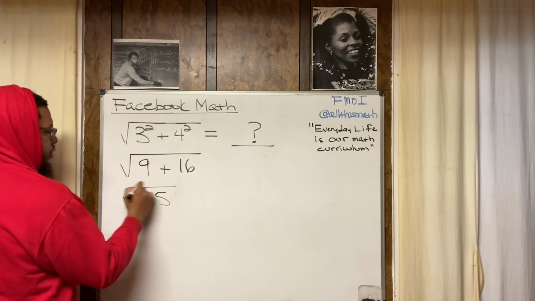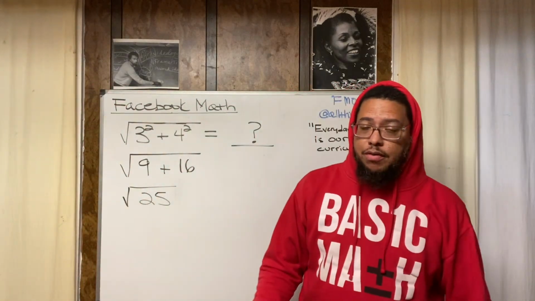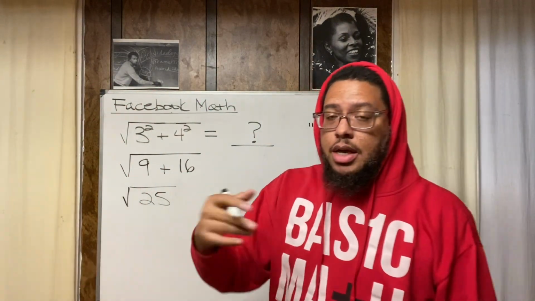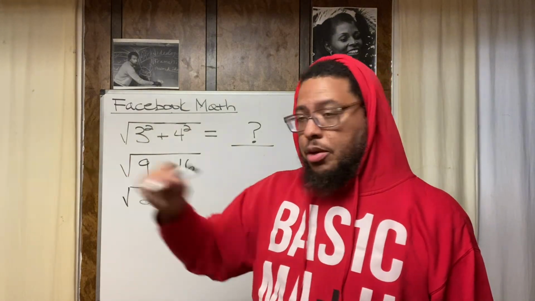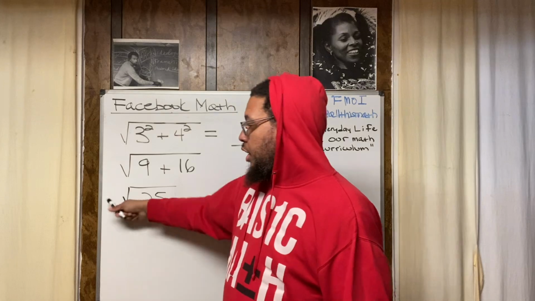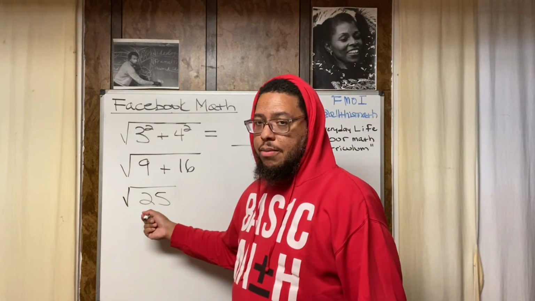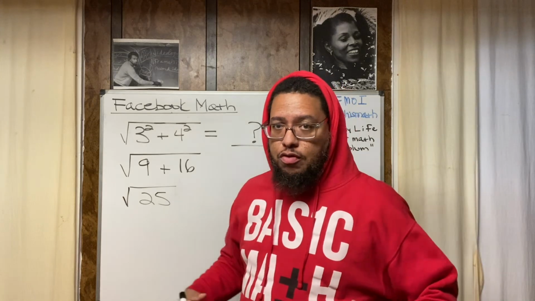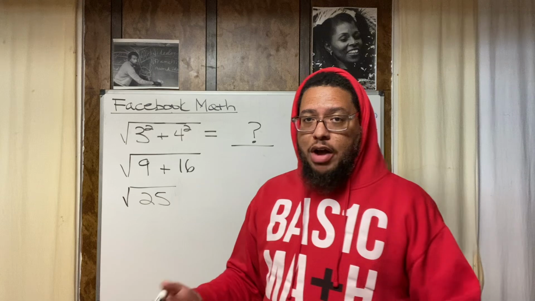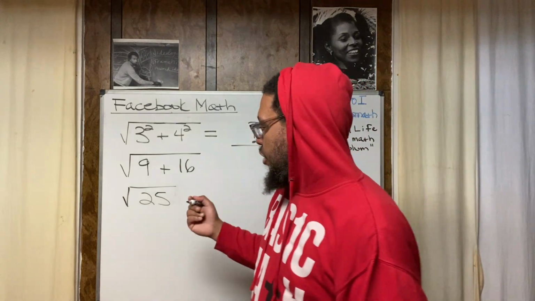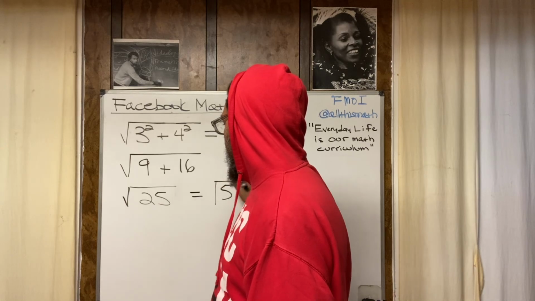Now, the square root of 25 is what we're being asked to find. Again, I told you earlier what a square root is. It's a number that can be multiplied by itself to equal a certain number. In this case, we want to know what number can be multiplied by itself to equal 25, right? It happens to be a whole number, 5, because 5 times 5 equals 25. Therefore, the answer to this problem is 5.